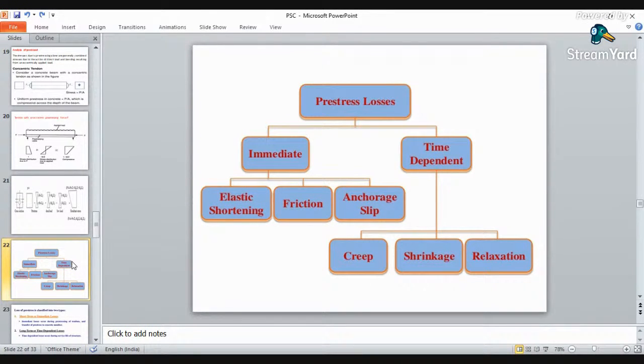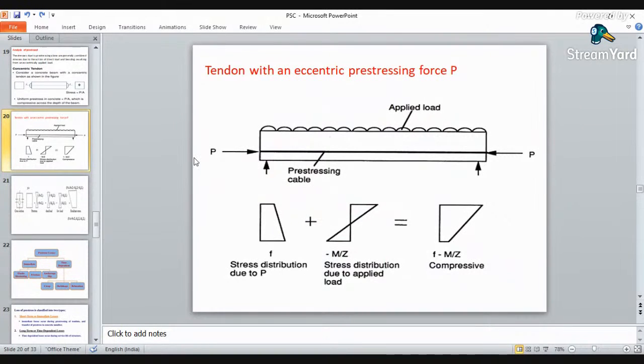Then there are two types of losses. As it's supposed to be, you are applying a 1000 kilonewton of load on both the sides. Okay, you are applying a 1000 kilonewton of pre-stressing force to the beam. So what will happen?